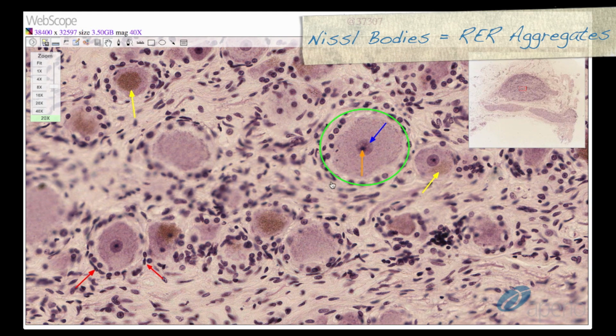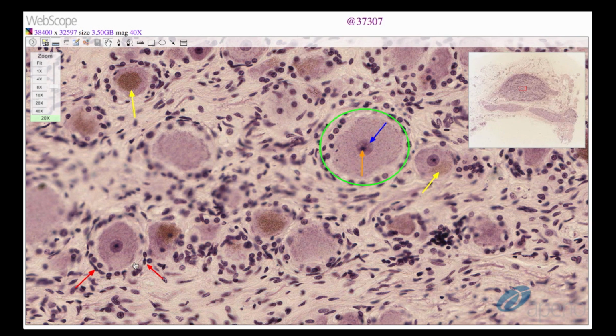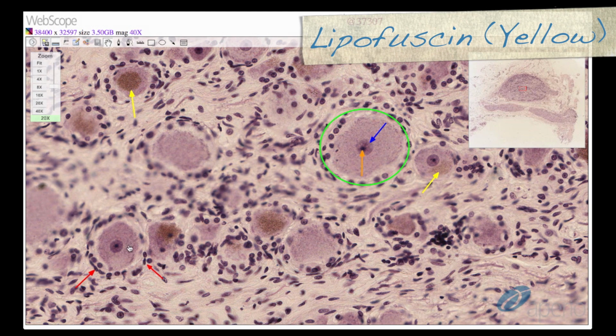Nissl bodies can be seen within the cytoplasm of neurons. Recall that Nissl bodies are aggregates of RER. Lipofuscin is a brownish gold pigment that is visible in routine H&E preparation. Lipofuscin can be seen at the yellow arrow.